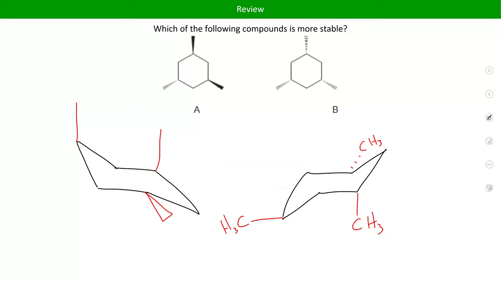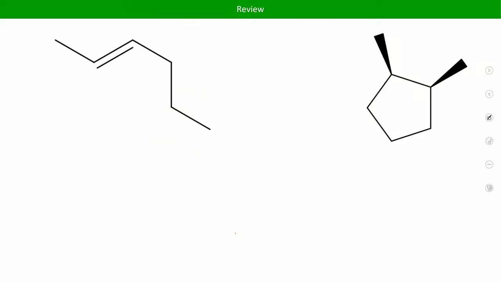All right, so we're feeling pretty good about cyclohexane conformers. Getting there anyway, as long as I'm the one up here with the blank board. All right, let's do a little bit of nomenclature review. And then we'll start talking about chirality.